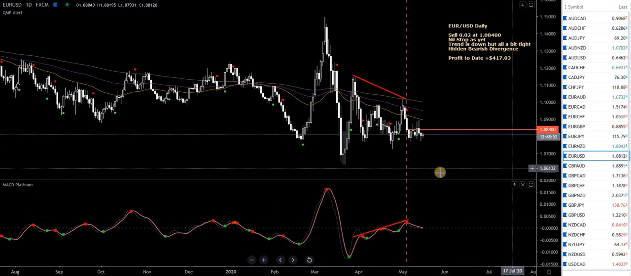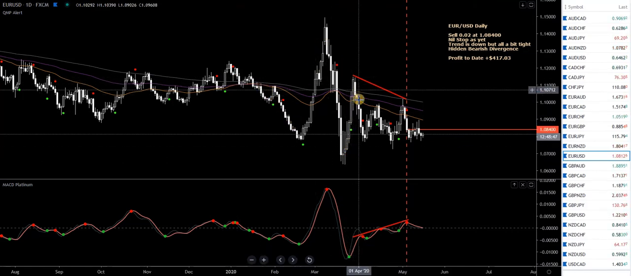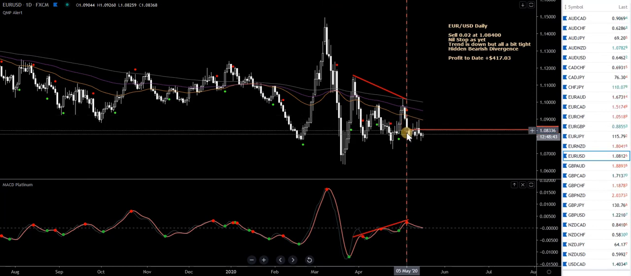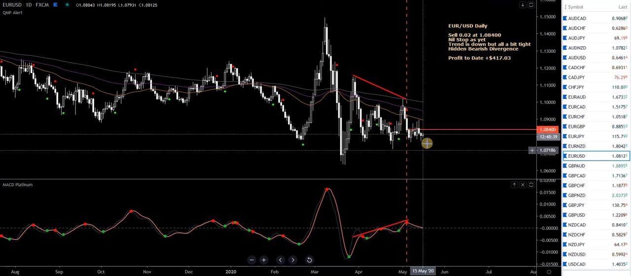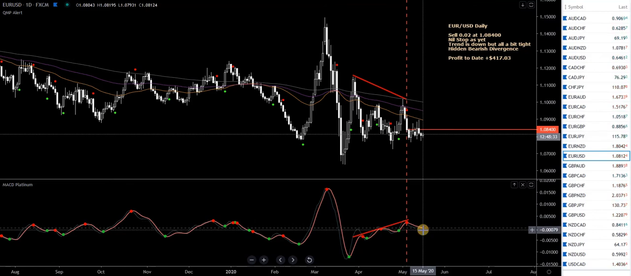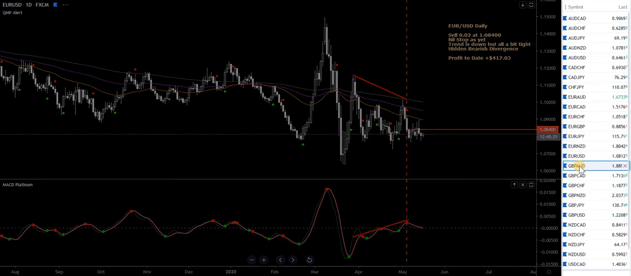Euro USD. You can see the COVID-19 moves, and we got stuck in a bit of range here. Eventually took a sell, and it's not convincing, but it's going the right way, albeit not convincing at all, really. And the MACD Platinum's getting very close to 0 level, so I might be bailing out of this trade or tightening it up.